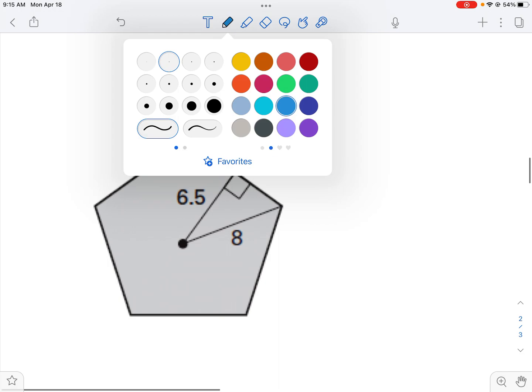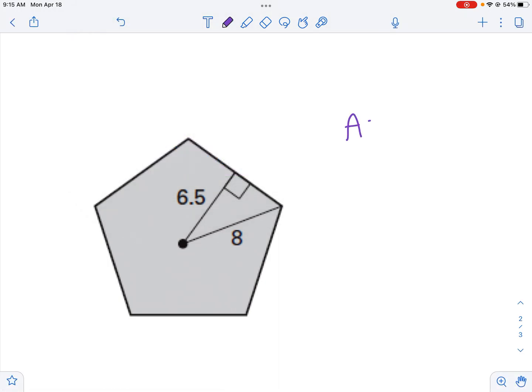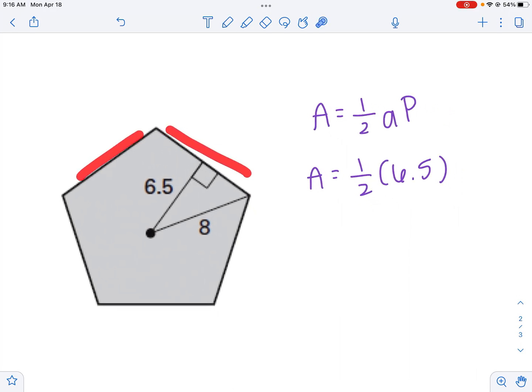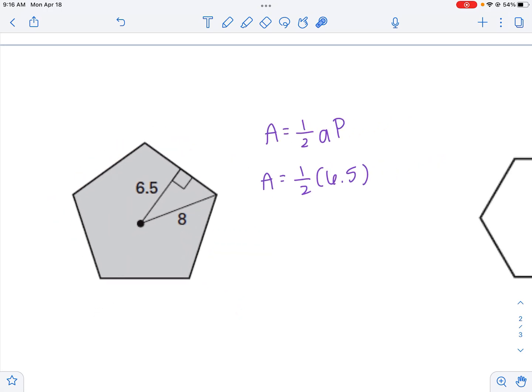So taking a look at this particular problem, if I go to find the area of a regular pentagon, I'm going to do 1/2 the apothem times the perimeter. My triangle's up top. It doesn't really matter. I could turn my paper around, but ask yourself, which one is the apothem? That would be this one, the one with the box, the leg. So that would be 1/2 the apothem, 6.5. And I have a problem when I go to do the perimeter for this particular problem, and that's that I don't know the sides. And if you don't know the sides, then you can't find the perimeter.